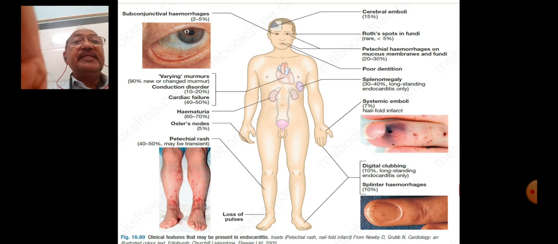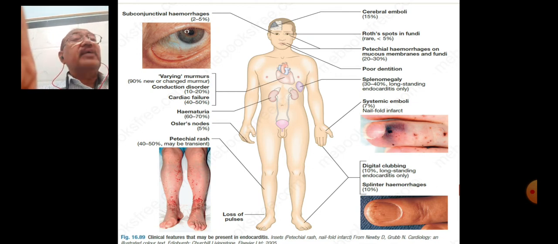There would be a petechial rash, which is common. Sometimes embolism into the kidney leads to hematuria. In the hands you can find Osler's nodes. And in the heart you will find valve involvement leading to recurrent lesions and ultimately heart failure. Sometimes it affects the conduction system and can produce conduction disorders.